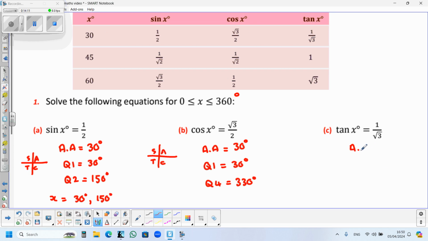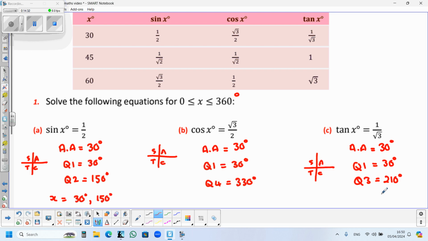so tan x is equal to 1 over root 3, acute angle again is 30. So we'll go through the same things to repeat this. Now I want to know where tan is positive. So tan is positive in quadrant 1 and quadrant 3. So in quadrant 1 we've got an acute angle which is 30 degrees. In quadrant 3 we've got 180 plus 30, which is 210 degrees.